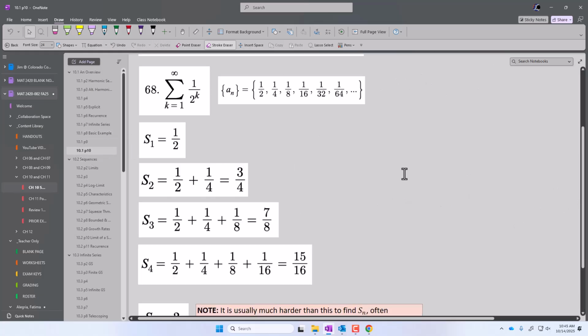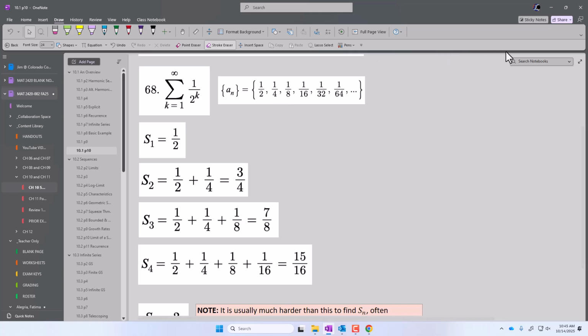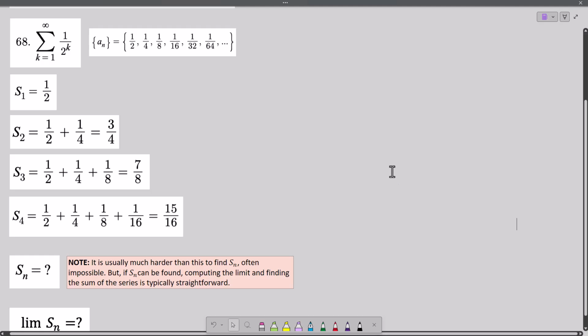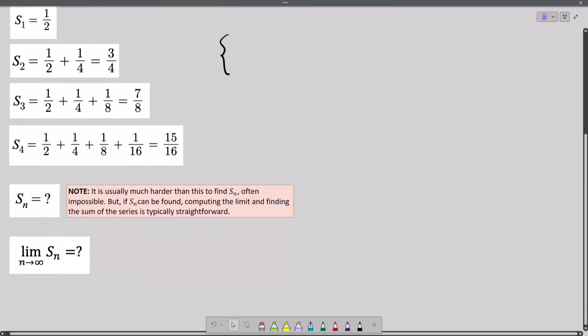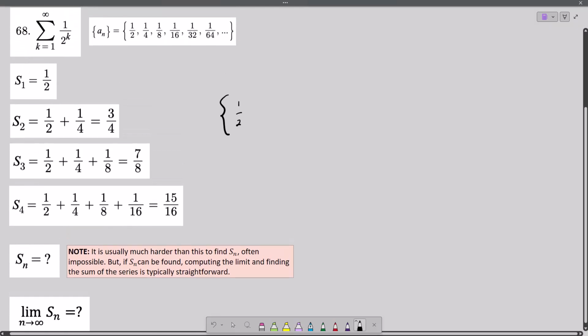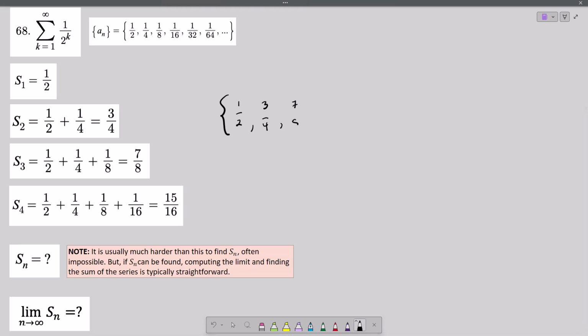Okay, so we are here. So this happens to be a series that we can find S sub n for. So let's see how easy it is to find the sum of the series when you know S sub n. So here is our sequence of terms, and then we build the sequence of partial sums. So the sequence of partial sums is going to be 1/2, that's S sub 1, followed by 3/4, followed by 7/8, followed by 15/16.